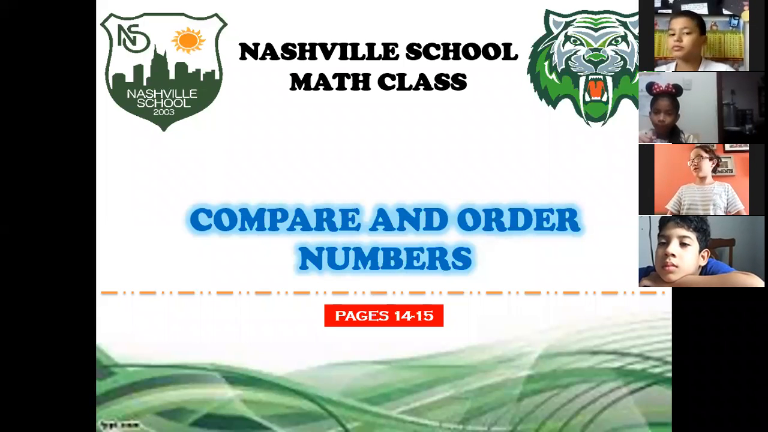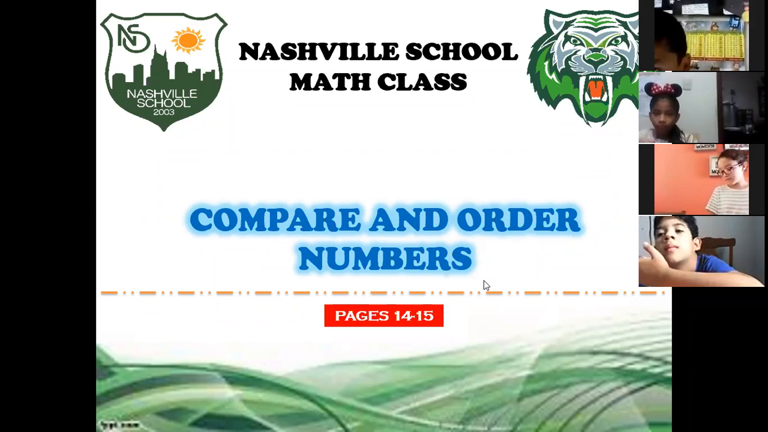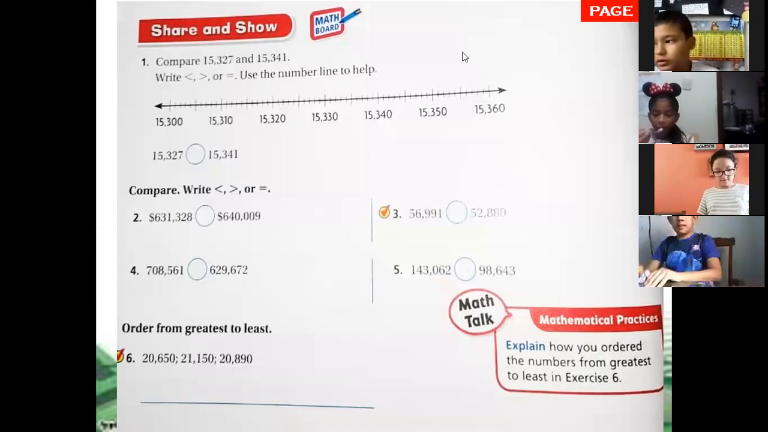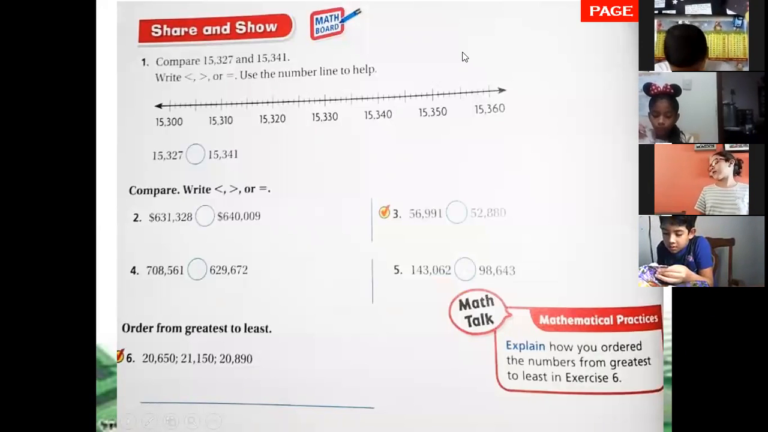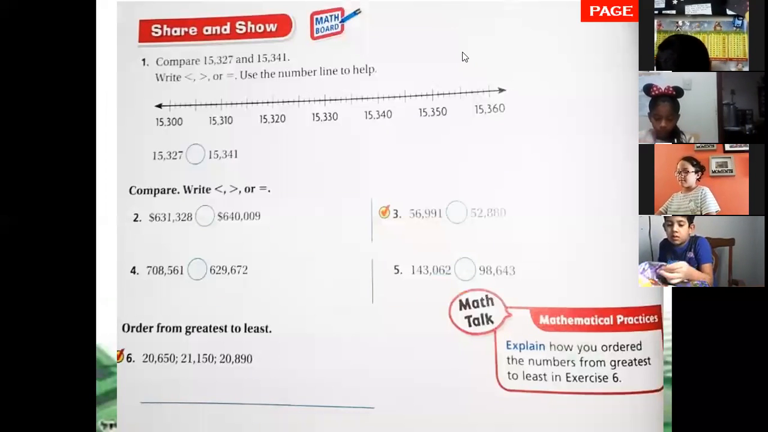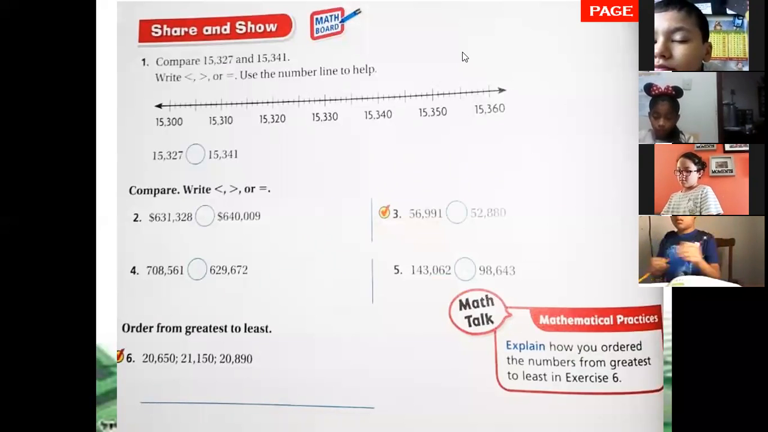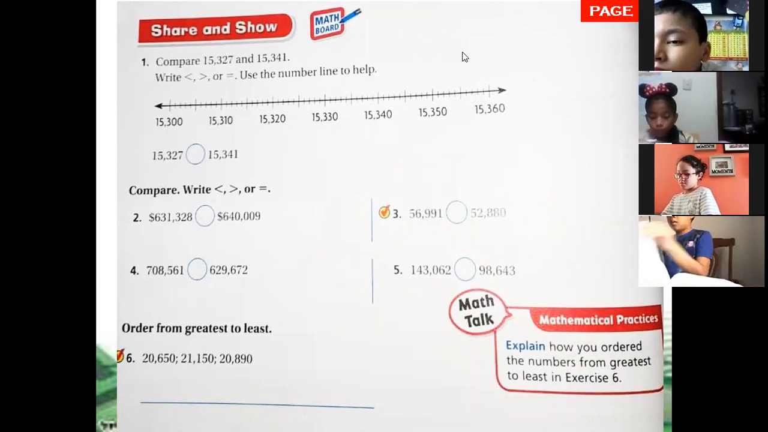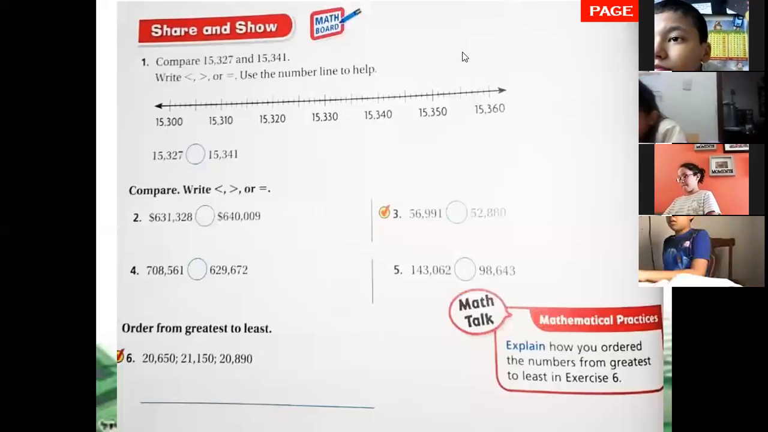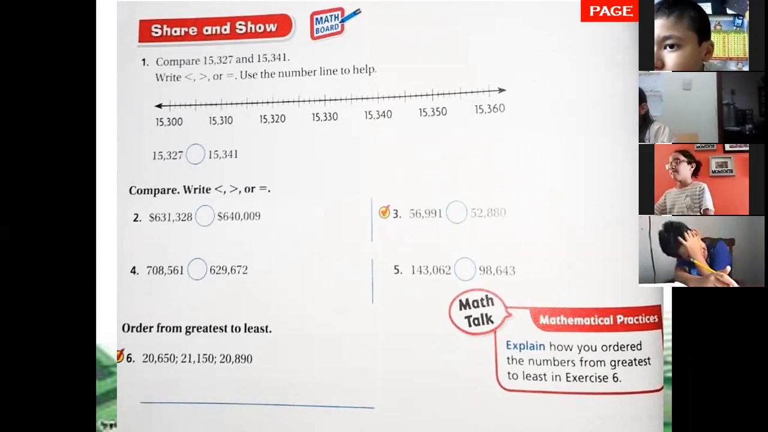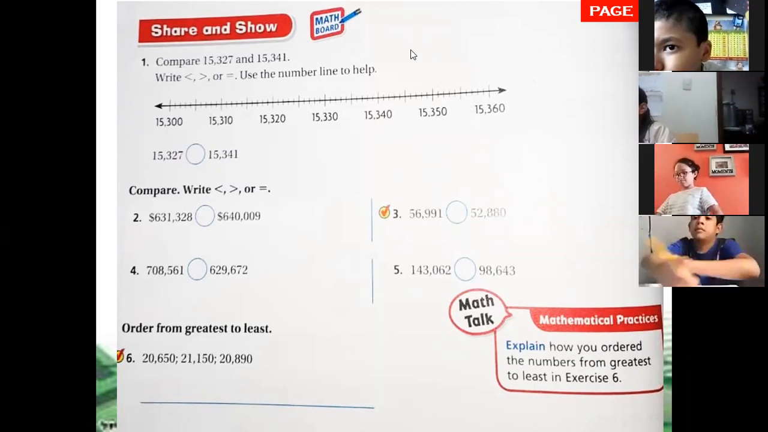Let's continue working on page 14. Compare and order numbers. Page 14, please. Share and show. Compare 15,327 and 15,341. That's what we need to compare. To compare these two numbers we are going to use a number line.